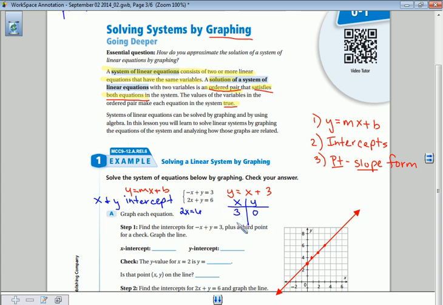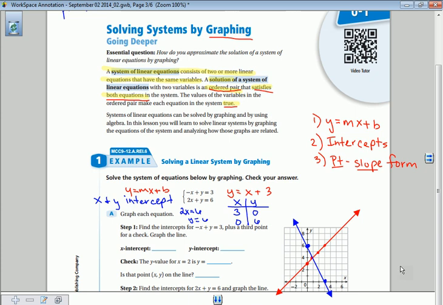Now to find my y-intercept, I'll plug in 0 for my x. If I plug in 0 for my x, all I'm left with is y equals 6. So 6. So I have an x-intercept at (3, 0), a y-intercept at (0, 6). And then I'll graph in the line. Close, but not perfect. There.